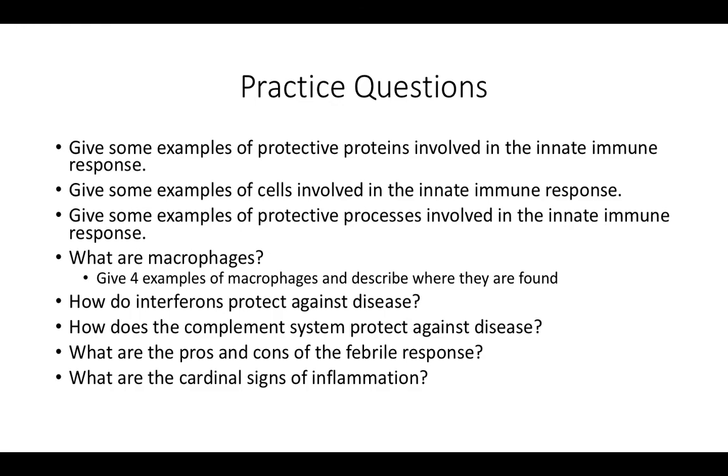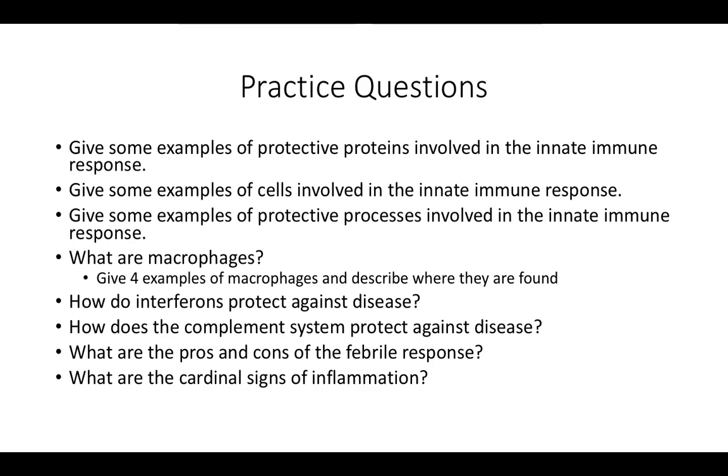Give me some examples of the protective proteins that we talked about. We talked about interferons, so tell me what those do. We also talked about the complement system. What are the results of that big cascade of reactions? Give some examples of cells that are involved in the innate immune response. So we talked about leukocytes and macrophages. Tell me about neutrophils, eosinophils, basophils. What do each of them do? Tell me about natural killer cells, all those sort of things.